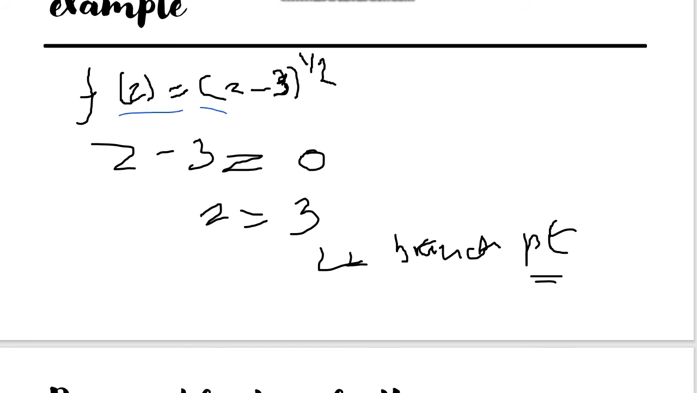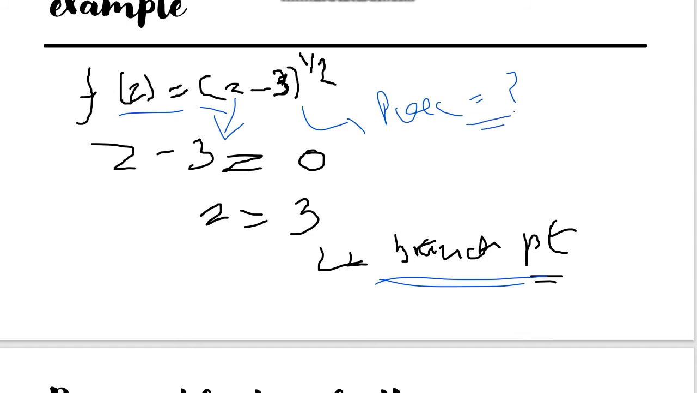So let f(z) is equal to (z minus 3) raised to power half. So if we put z minus 3 equal to 0, then z equal to 3 is a branch point. Now you will ask why it is not a pole. Because whenever a pole exists, the function limit is not defined. But here the function limit is defined because it becomes 0. Even if z approaches 0, the function becomes 0. So the function limit here is defined.